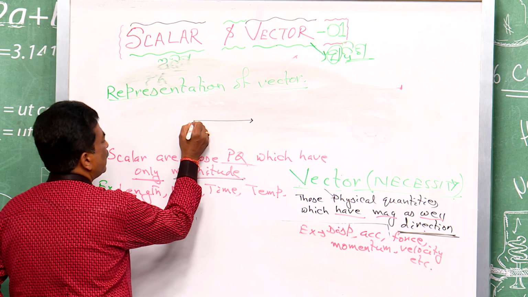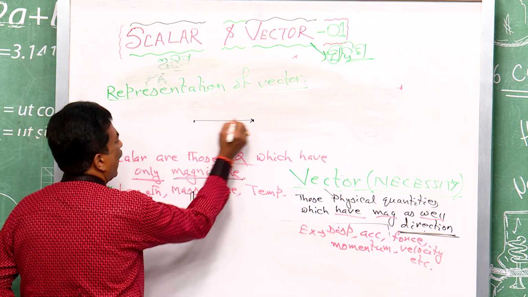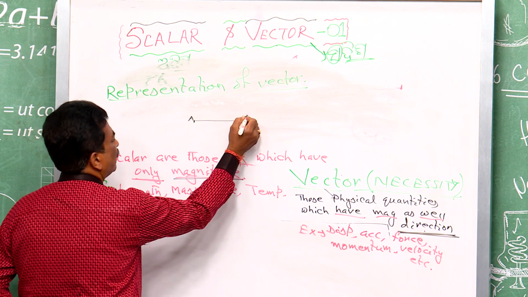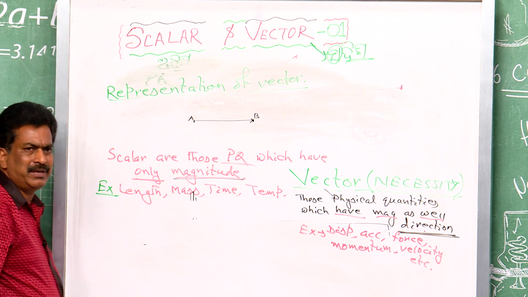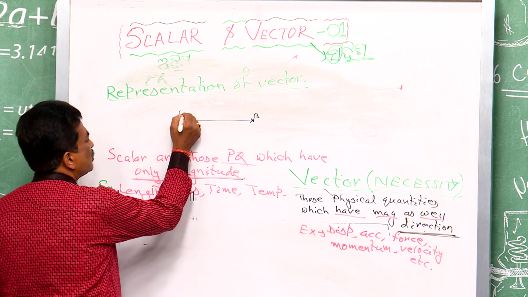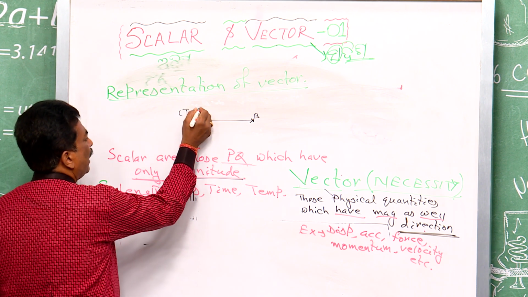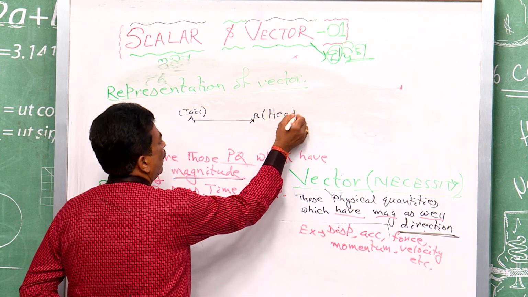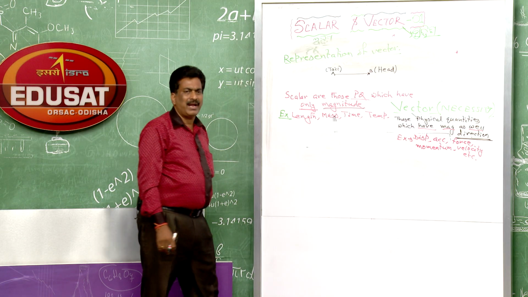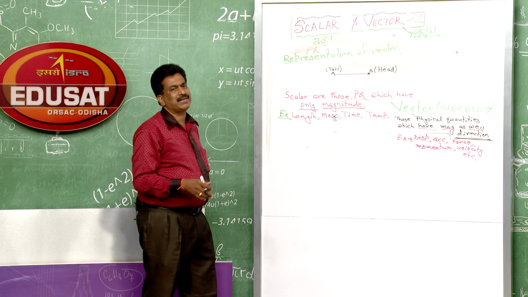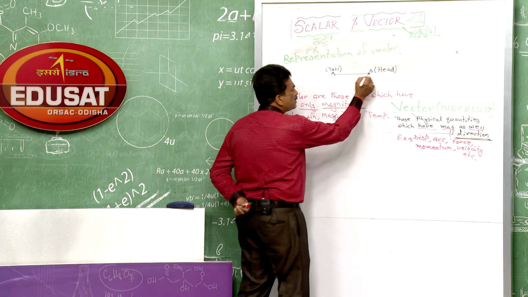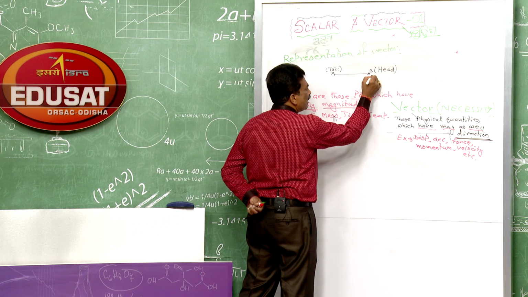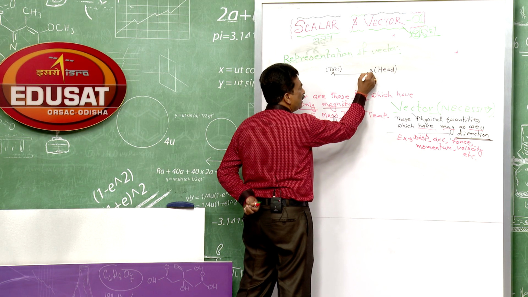Suppose it is an arrow. Suppose this end is A and this end is B. End A is called the tail side, and this is called the head side. Why is it given the head? Head means it must have a direction. This is the type of symbol you see here.